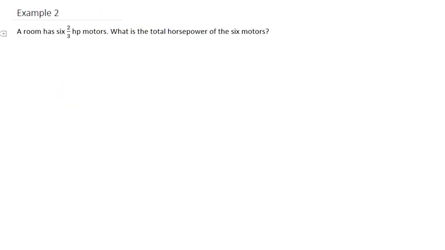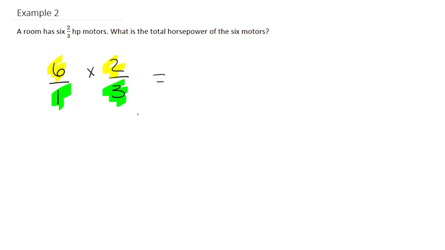Example 2. A room has 6 2/3 horsepower motors. What is the total horsepower of the 6 motors? So once again, we're going to need to multiply this 6 times 2/3 to get our total horsepower. So we can make this whole number into a fraction by putting it over 1. And then we're going to go ahead and multiply the top together, and then we're going to multiply the bottom together.